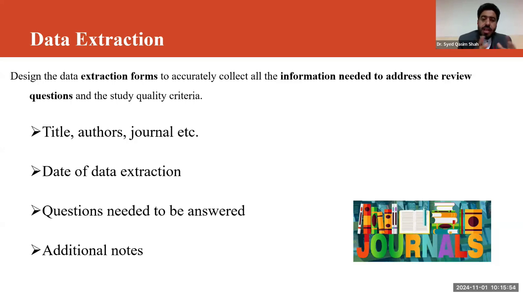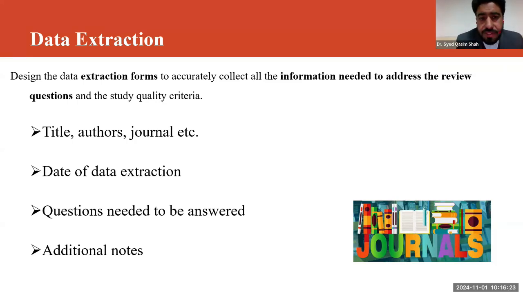Deans list, ABS, A, B, C, whatever the category, and then within the ESCI, Emerging Sources Citation Index, they also have rankings. They also have different CiteScores. For Scopus, it is SJR and CiteScores, and all this information basically defines the study quality. So basically we also set our study criteria.